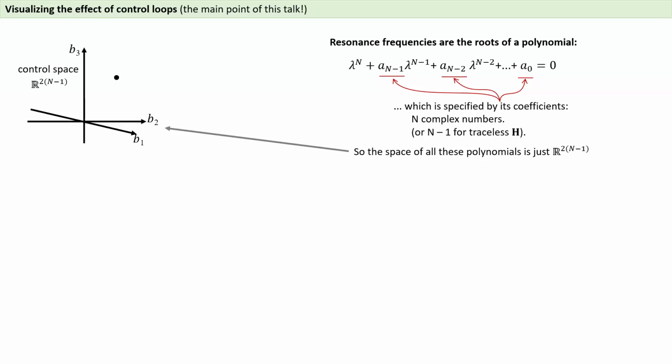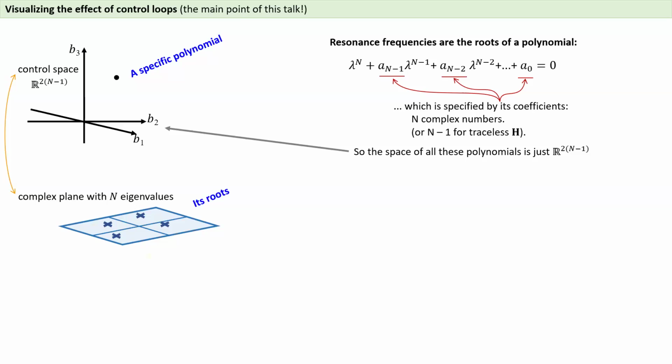What I mean by the space of all polynomials is that every point in this space, its coordinates, uniquely specify these coefficients, and so they uniquely specify a polynomial. Okay, there it is, a specific polynomial. When we go to find the roots of this polynomial, it will in general be n points in the complex plane. I've imagined that this is a fourth order polynomial, and here are its 4 roots.